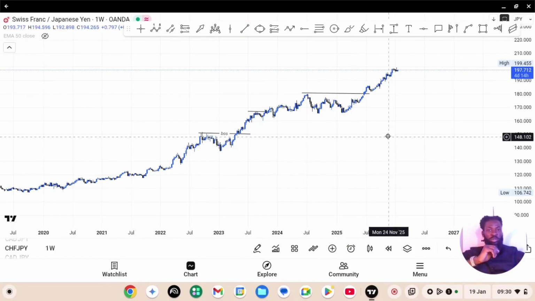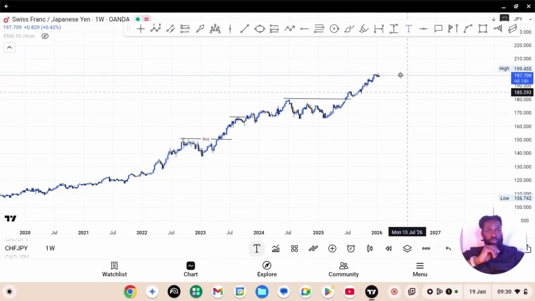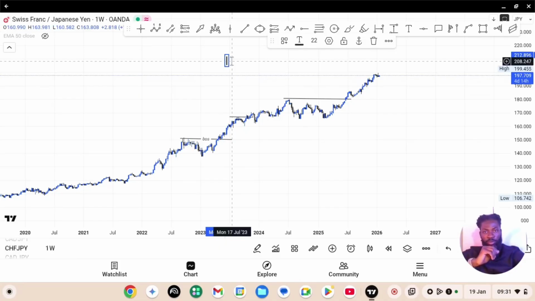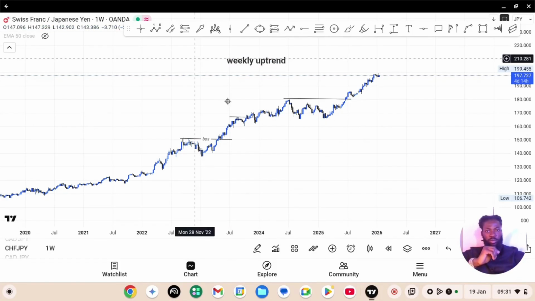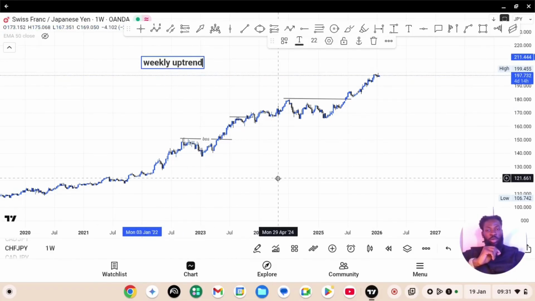Let me write it here. Weekly uptrend. We can see weekly is an uptrend. Now let's move down to a lower time frame, which is the daily.